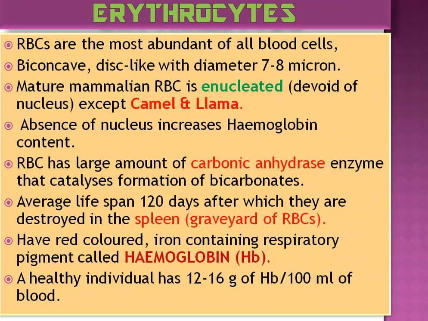Average lifespan of RBC is 120 days, after which they are destroyed in the spleen. So spleen is called graveyard of RBC. RBC have red colored iron containing respiratory pigment called hemoglobin. A healthy individual has 12 to 16 gram of hemoglobin per 100 ml of blood.